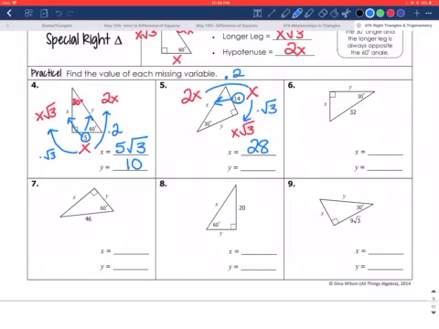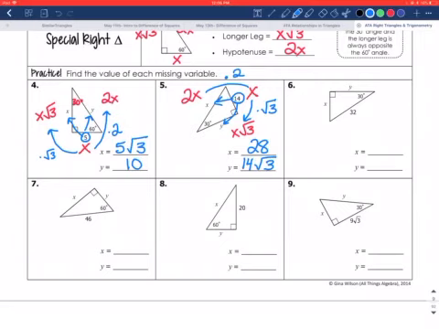And then to go from x to x square root of 3, you're going to multiply by the square root of 3. So we're going to do the same thing with 14 going to y. Take that 14, multiply by the square root of 3. Okay? Now, if it gives you the shortest side, that is the easiest.